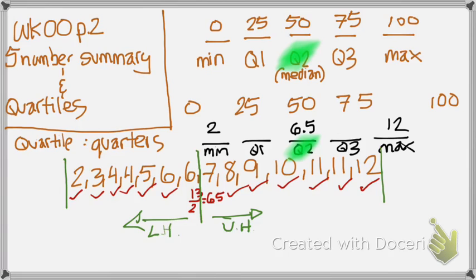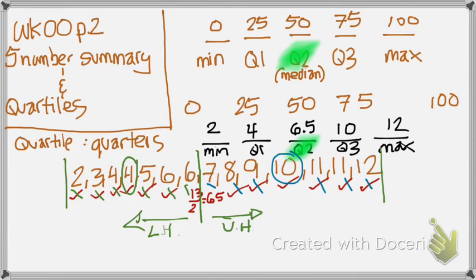So looking at the lower half, I can use that same method. Left, right, left, right, left, right. And I see that my median is 4 of my lower half. That means my quartile 1 is 4. Okay, using that same method again, I'm going to go ahead and do the upper half. So I have 7, 8, 9, 10, 11, 11, 12. I've got a number smack dab in the middle, and that number is 10. So my quartile 3 is 10. That's the 5-number summary for this set of data.